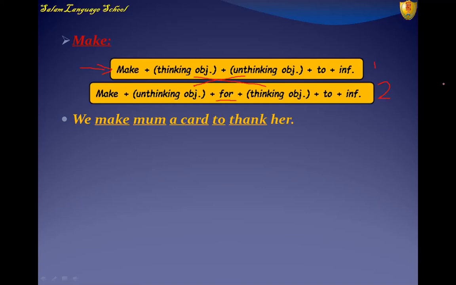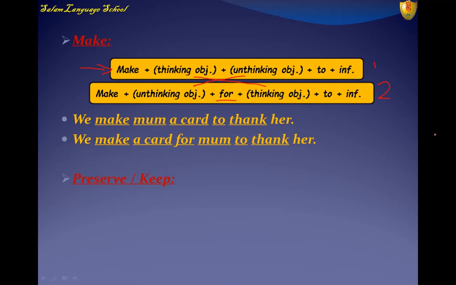What about the second form? It's like this example: we made a card, the unthinking object, for mom, for the thinking object, to thank her, to infinitive. Okay?